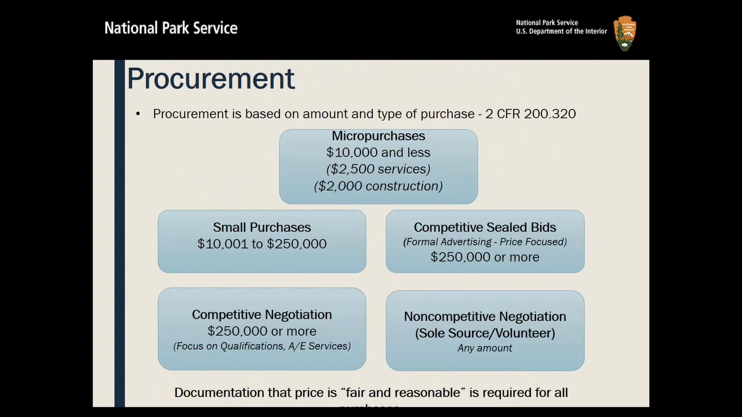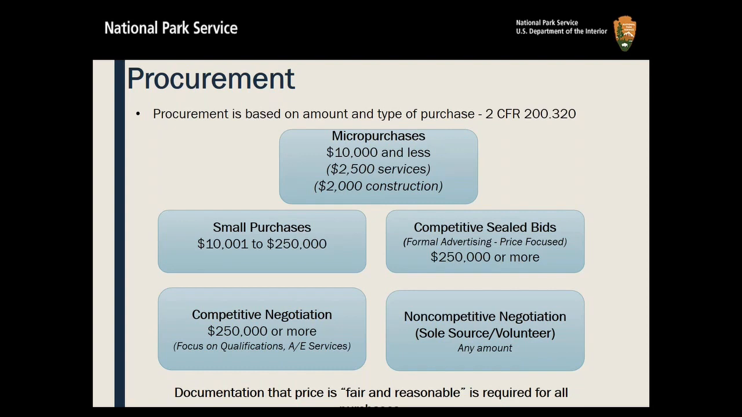So federal procurement has different levels, and based on the amount of money you're spending, you can follow these different types of procurement. Micro purchases are considered for anything that costs $10,000 or less, and that's if you're buying things. For services, the limit is $2,500, and for any construction work, it's $2,000.